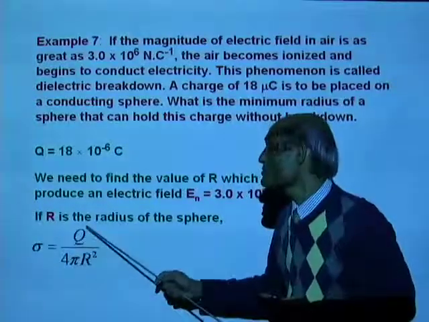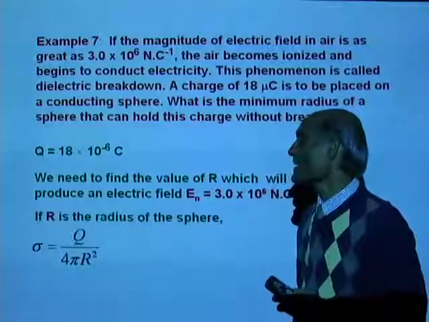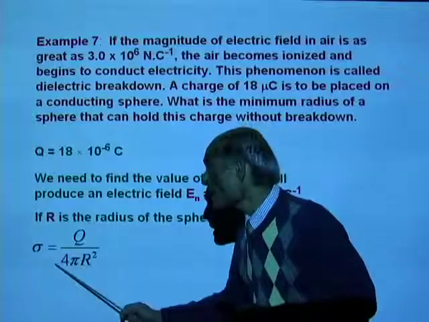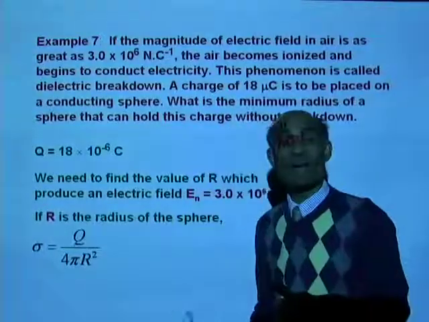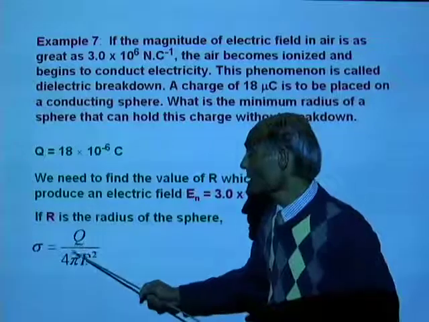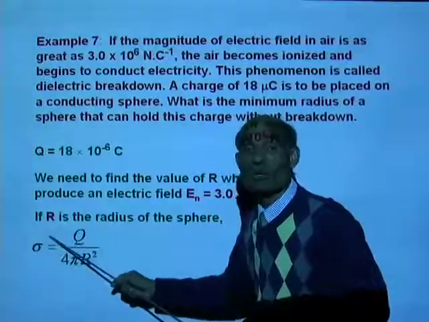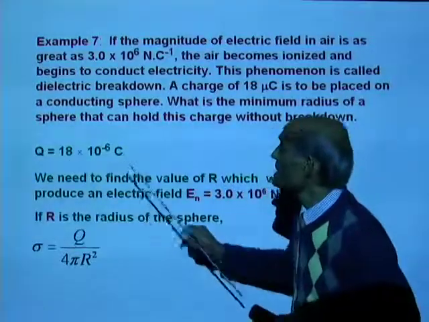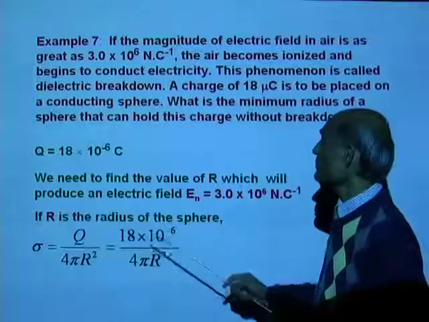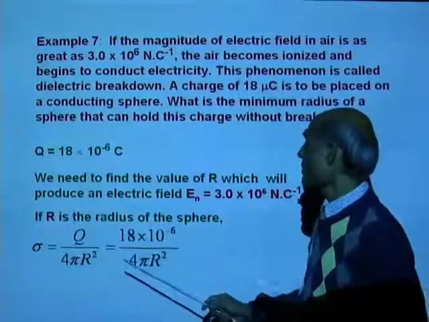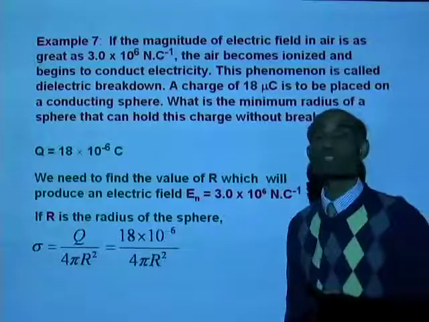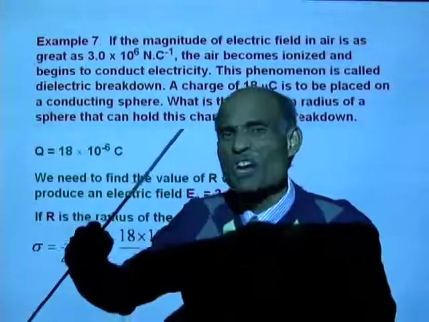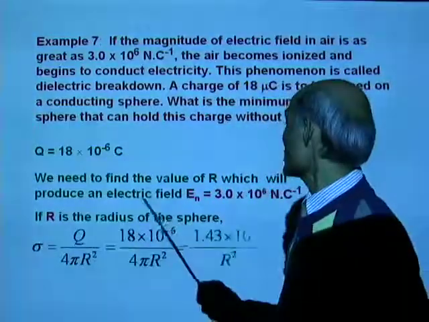then sigma equal to Q over 4 pi r squared. If Q is the total charge on the sphere, then the area of the sphere will be 4 pi r squared. The total charge divided by the total area will be the surface charge density. Now, Q is 18 times 10 to the negative 6 divided by 4 pi r squared, and that will be the surface charge density. And what is the expression for electric field just outside a conductor?